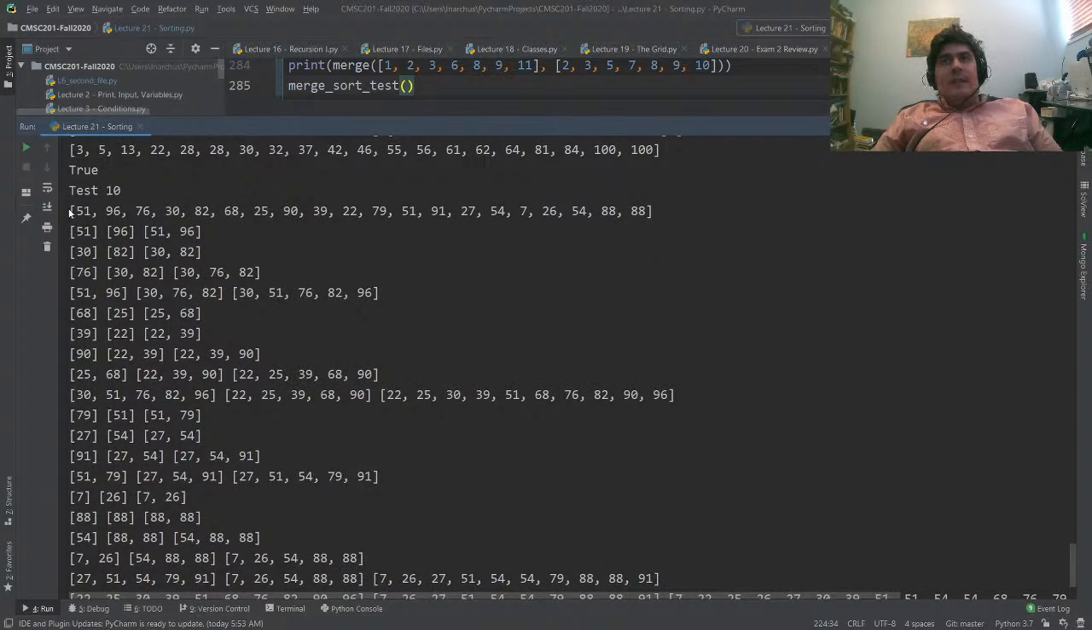Here's the original list. And so you see that the first thing that happens is it looks at 51 and 96, and it puts them back in the same order. Then it looks at 30 and 82. Is that right?